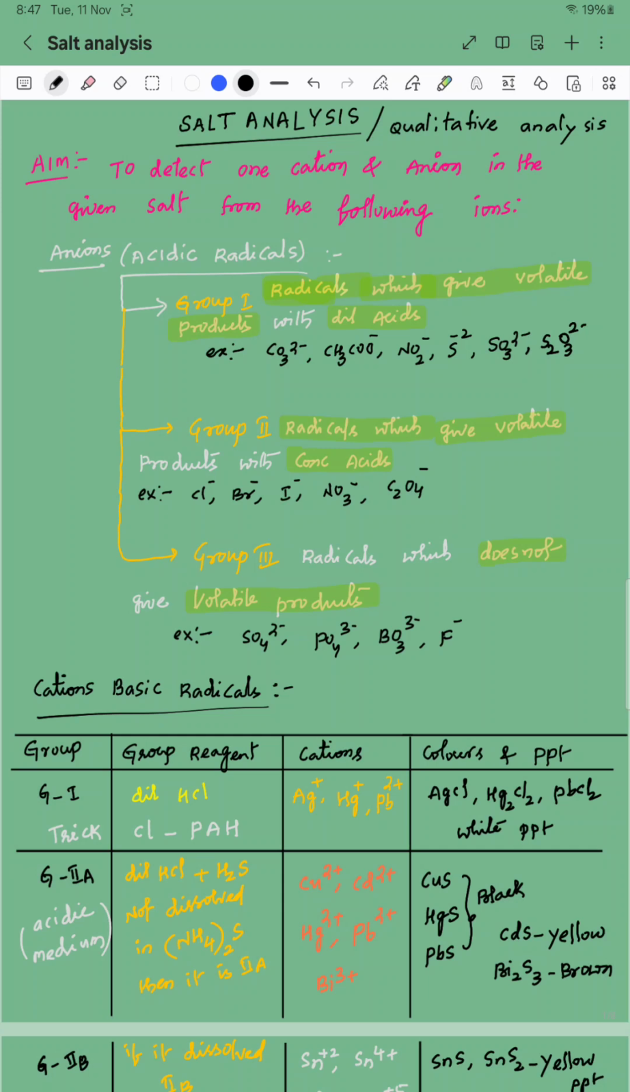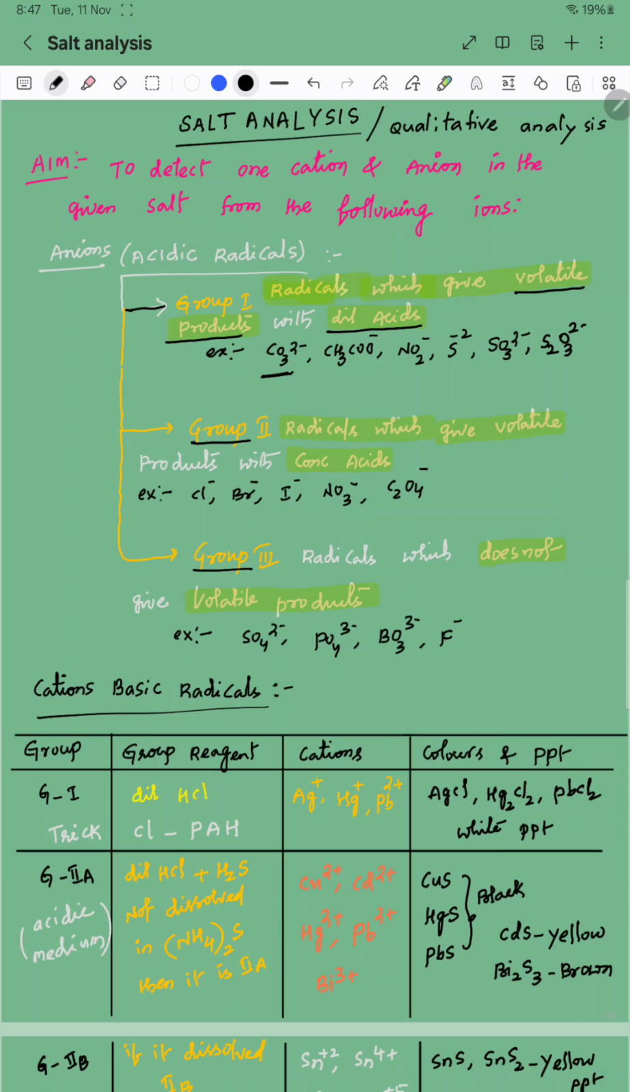Now generally these acidic radicals are classified into three categories, students: group 1, group 2 and group 3, right? What type of acidic radicals are placed in group 1? Radicals which give volatile products with dilute acid. These anions are placed in the group 1 category, right?